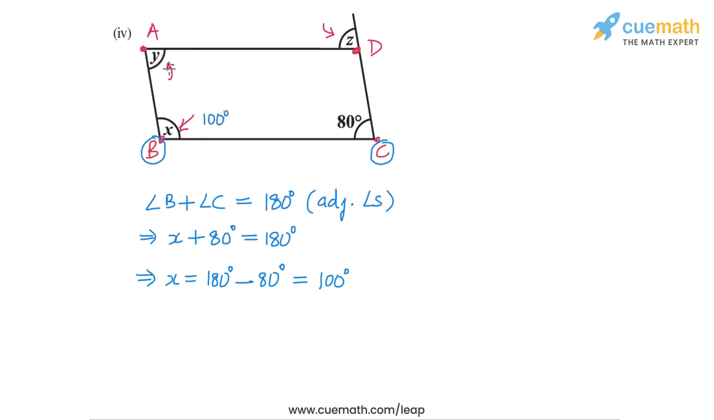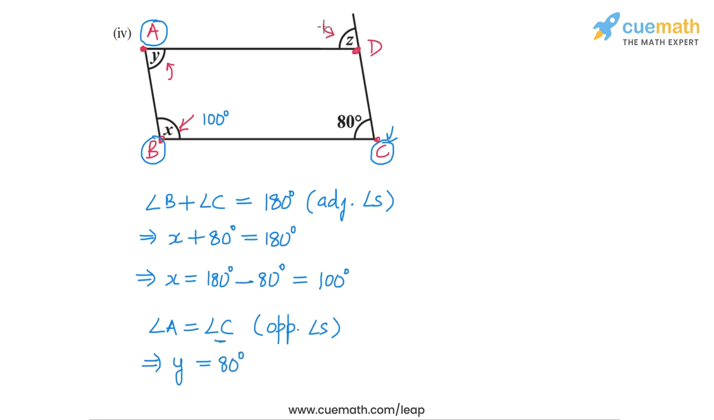Now to find the measure of Y, we note that the angle at A, which is Y, is opposite to the angle at C. So angle A is equal to angle C because these are opposite angles in the parallelogram, and from here we can find Y directly. The value of Y will be the measure of angle C, which is 80 degrees. So Y is equal to 80 degrees.